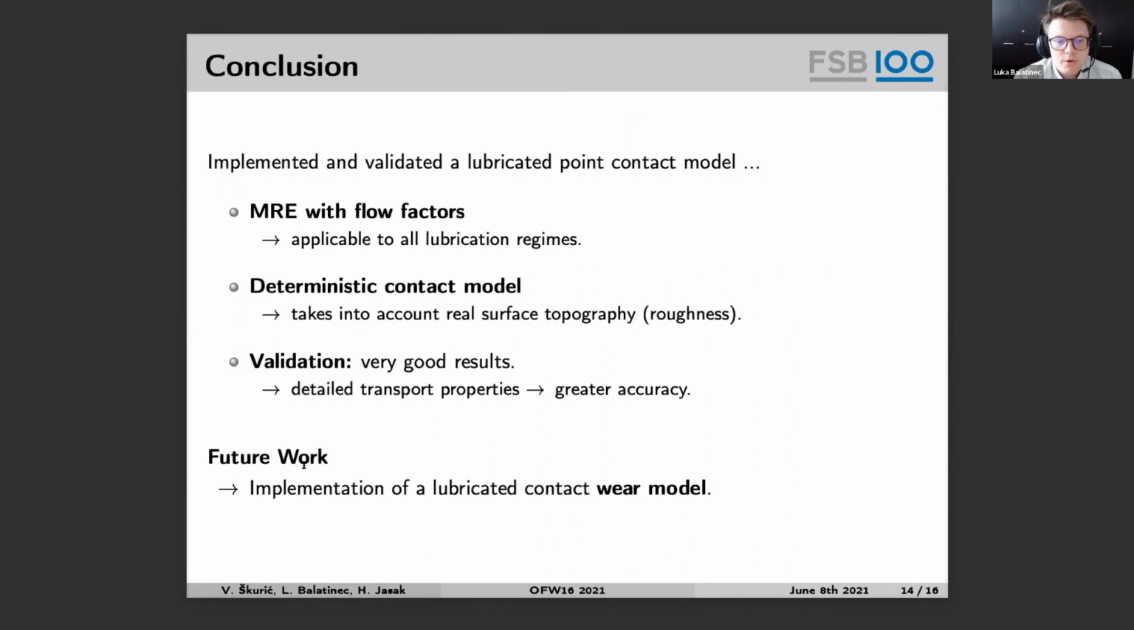Lastly, our future work will focus on the implementation of a lubricated contact wear model.